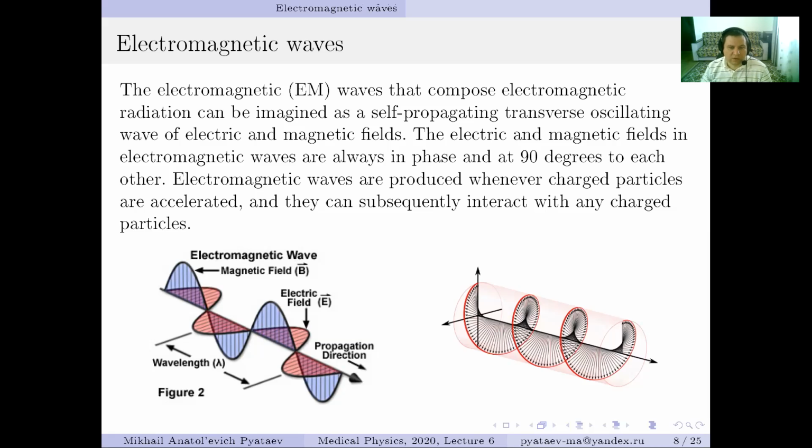If we deal with static fields only, then the field is not a new type of material. It is just a useful tool for solving problems. But if we find a wave, then we can say that electromagnetic field is a new type of material, because the wave can exist without its source. The source can be, for example, an oscillating charge.